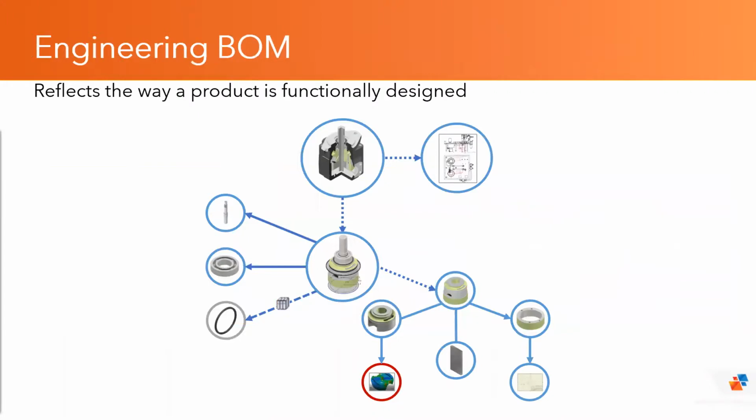So let's start with the engineering bill of materials. The engineering BOM is a way to capture the intent for your design. But the intent is more than just geometry. There are part numbers, descriptions, quantities, and a multitude of other metadata or properties that make up the intent.